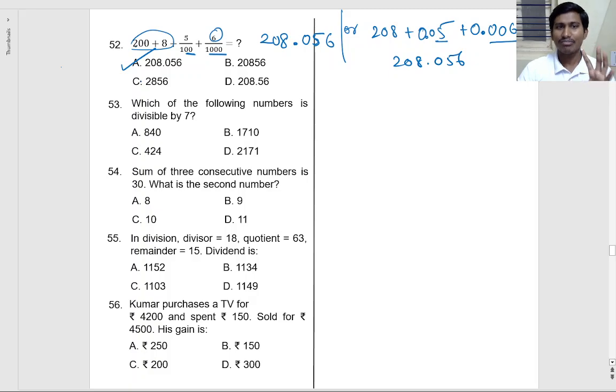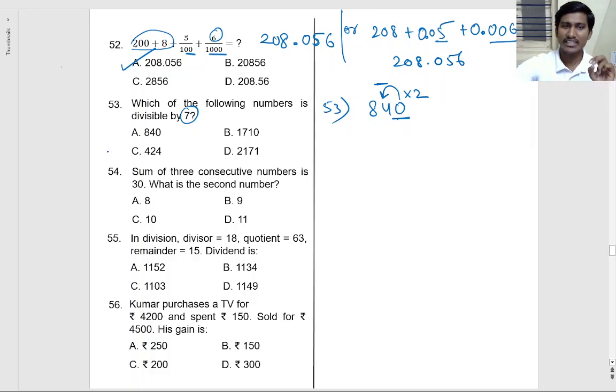Okay, so next, question 53: which of the following is divisible by 7? So we have to check the divisibility of 7. We already know the divisibility rule of 7. How do we do it? If this is the number 840, we have to take the last digit, multiply it by 2, and subtract from the remaining number. Here the last digit is 0, so it doesn't apply.